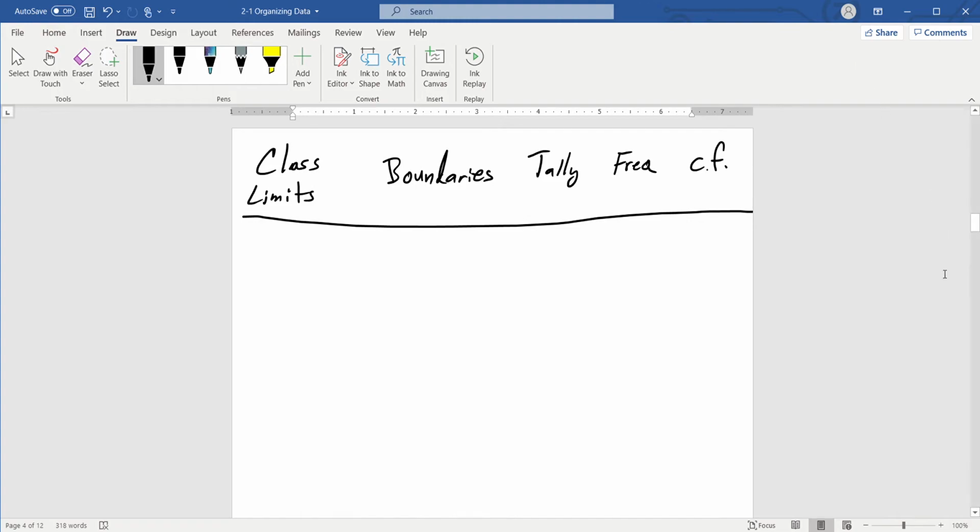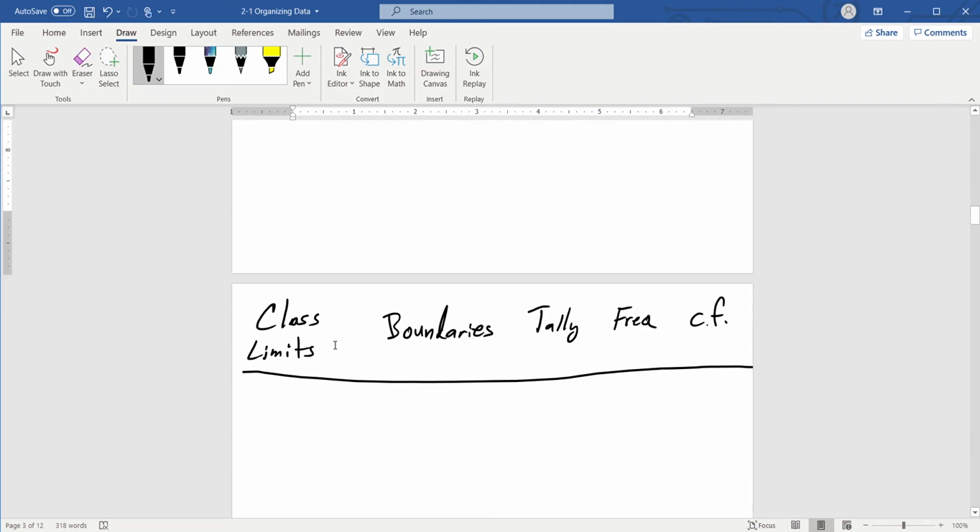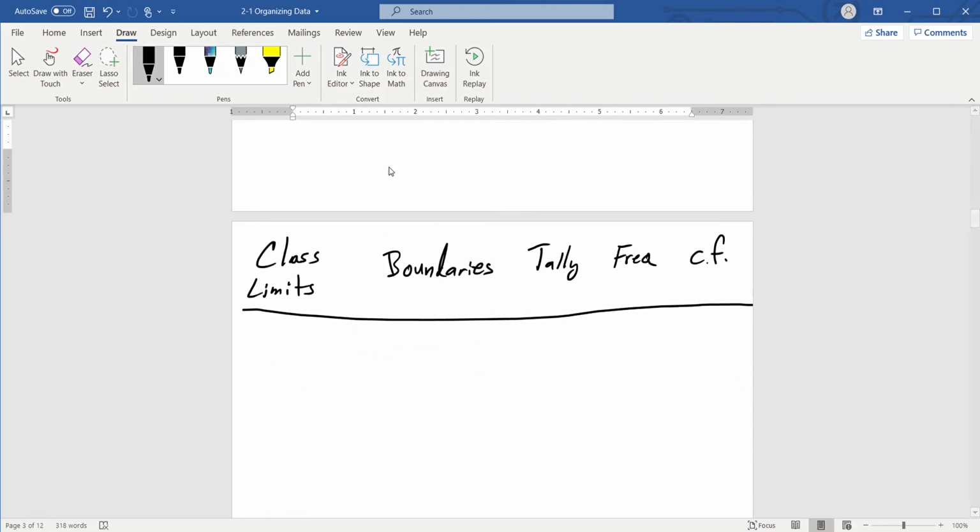So, class limits. I need a lowest. I said you usually start with your lowest value. Now, I can start with 40 if I want. It might work, it might not. I could use 45, I could use 47, but this is really my cutoff. I can't go above 48. I'm going to start off with just 48 because that's usually the way this will work out.